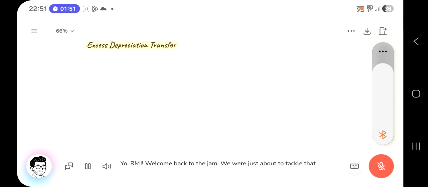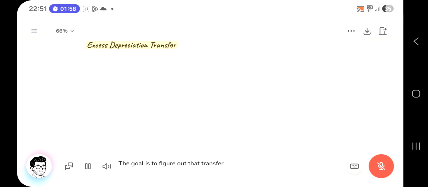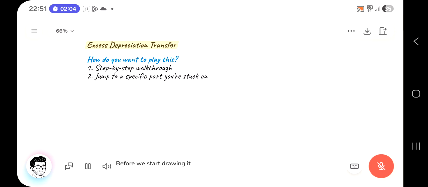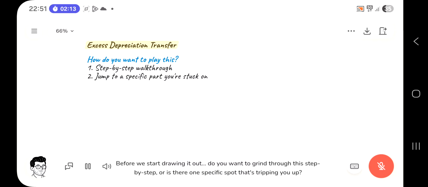We were just about to tackle that property revaluation problem. The goal is to figure out that transfer between the revaluation surplus and retained earnings. Before we start drawing it out, do you want to grind through this step by step, or is there one specific spot that's tripping you up?